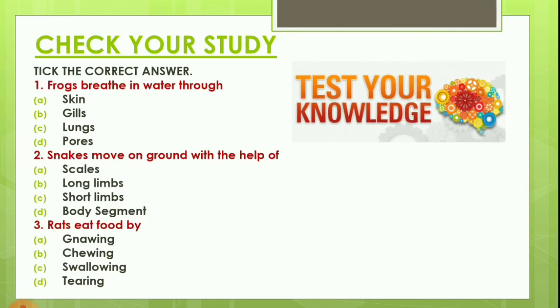So our first question is, take the correct answer. Frogs breathe in water through skin, gills, lungs, pores. Now frog is an amphibian. It breathes through lungs on land and through skin in water. So skin is the correct answer.